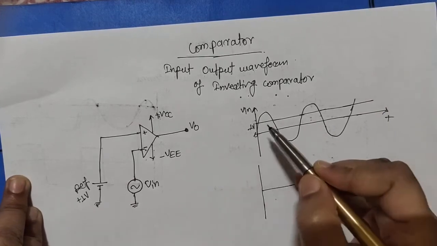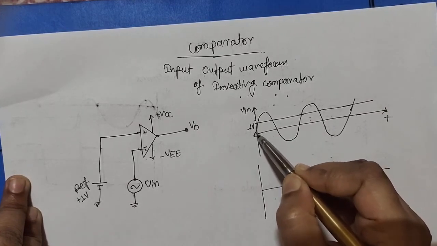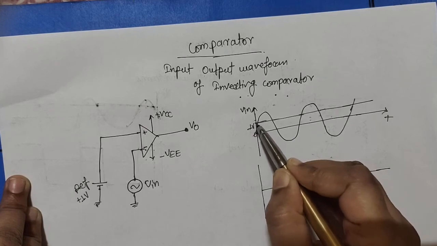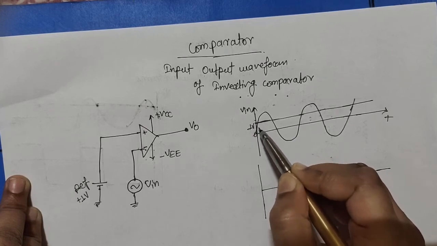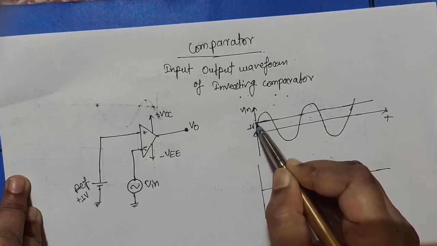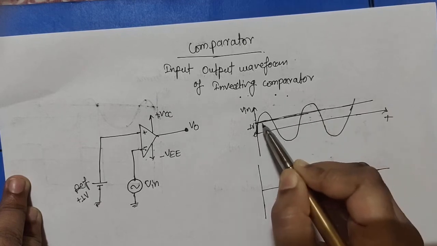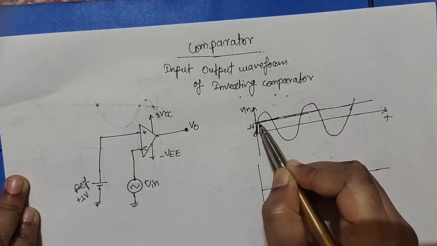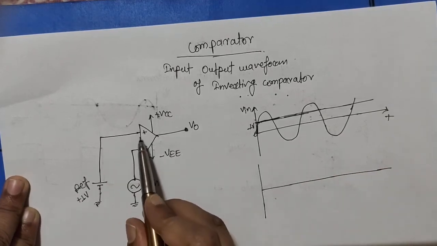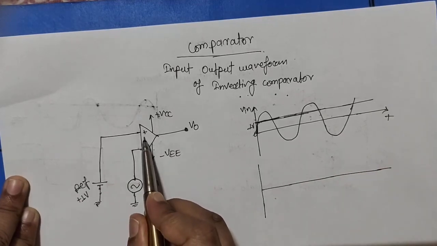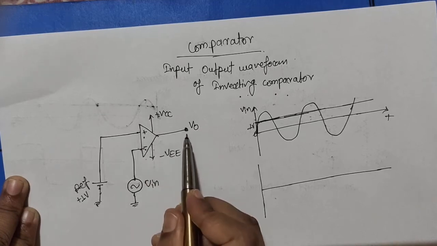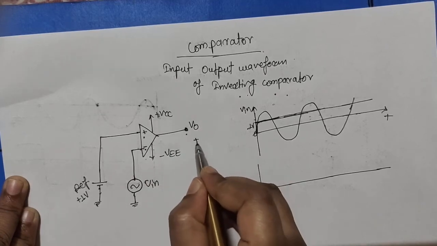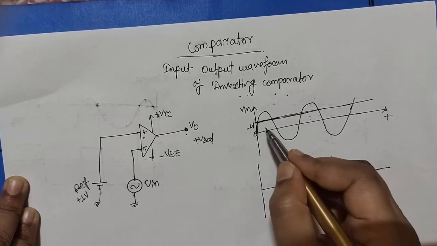Here, if we see in this part, this reference voltage is higher than this input voltage, and this reference voltage is applied to the positive terminal. So the output will be plus Vsat.